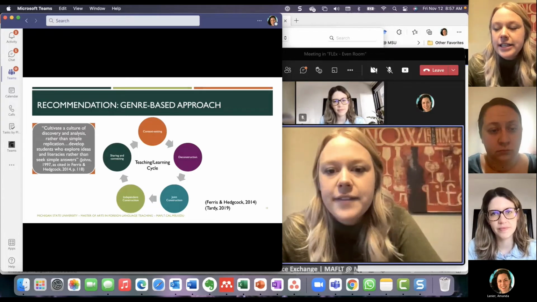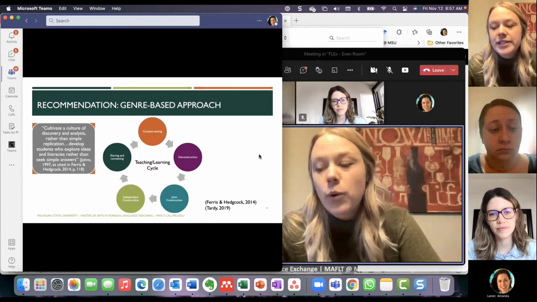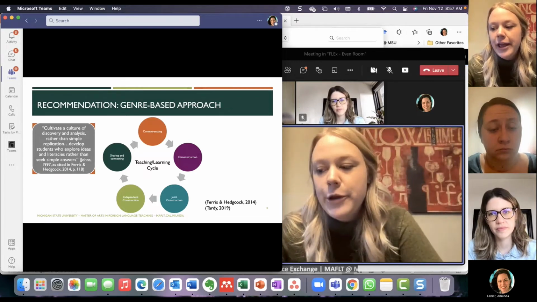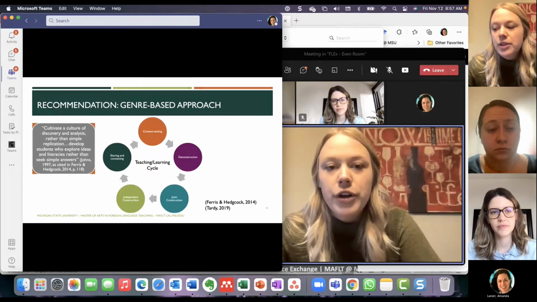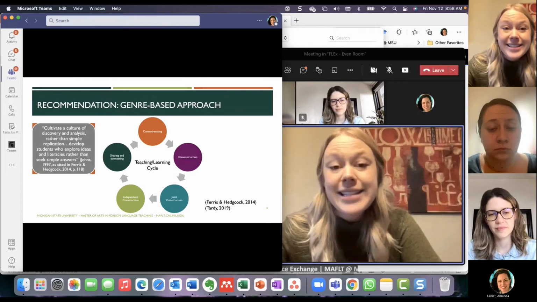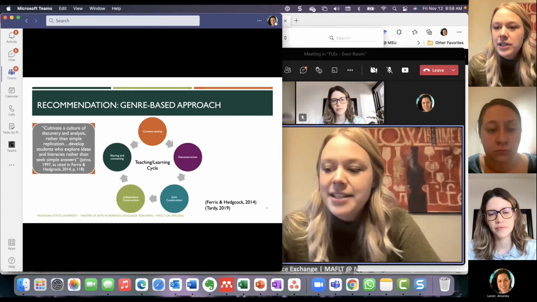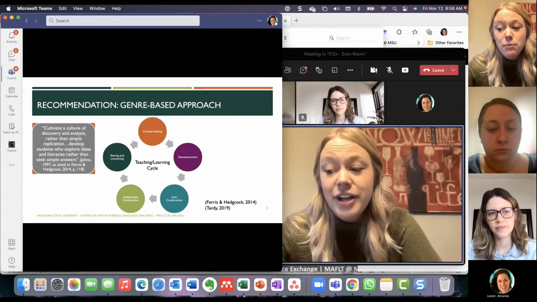Next, we have the deconstruction stage. So this is a really important stage that I found when I was creating my unit. So you go through and you talk about the structure of the text. What are some of the usual features? What language is used? So what tenses? You discuss word choice, register. And this can be discussed in terms of field, tenor, and mode.